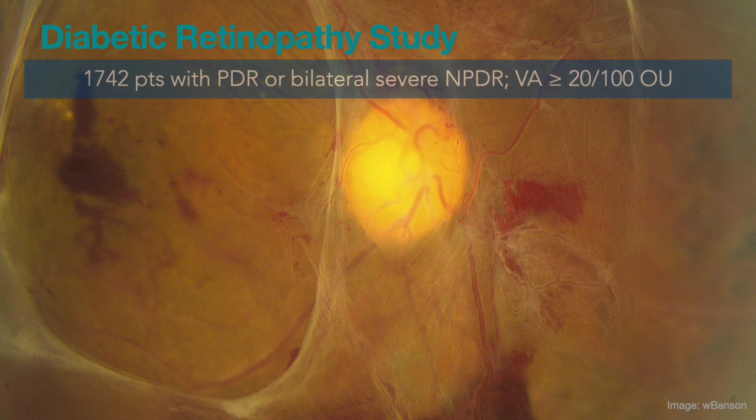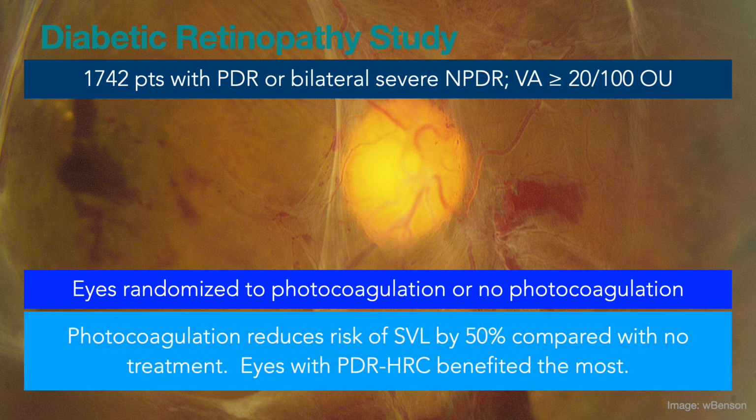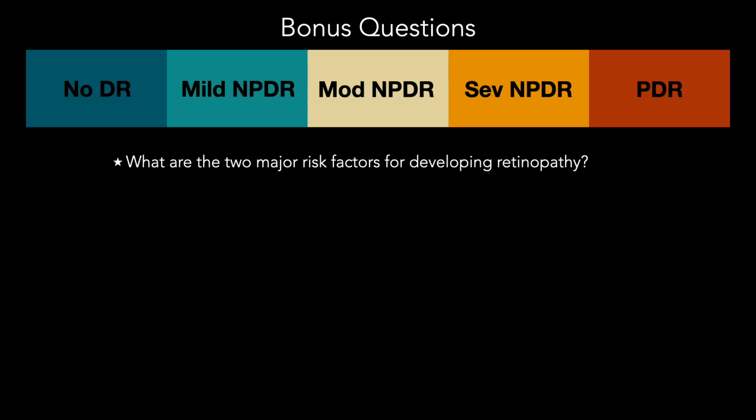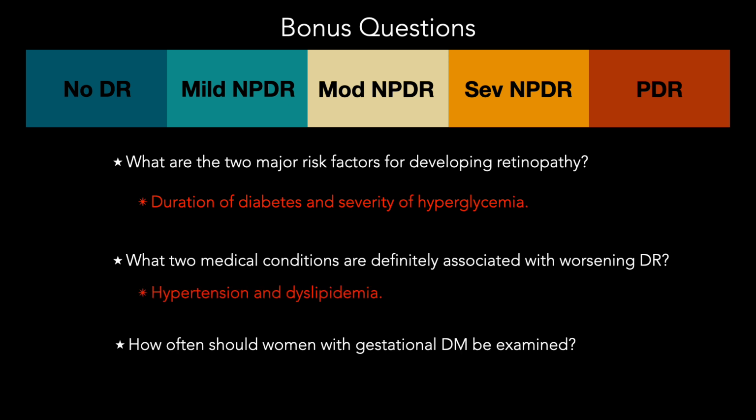Okay. Diabetic Retinopathy Study, goodness, we randomized eyes to photocoagulation or no photocoagulation, that had really bad PDR, severe, we talked about this one earlier, and it reduces risk of severe vision loss by 50%. So what are 2 major risk factors for developing retinopathy? Just put them up on the screen: diabetes duration and the severity of the hyperglycemia. So A1C and how many years they've had diabetes. And what 2 medical conditions are definitely associated with worsening DR? Hypertension, dyslipidemia.